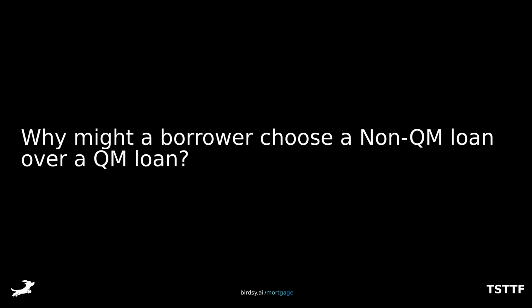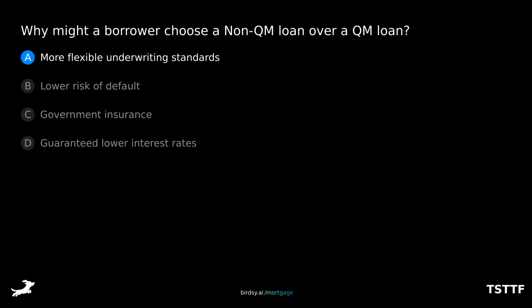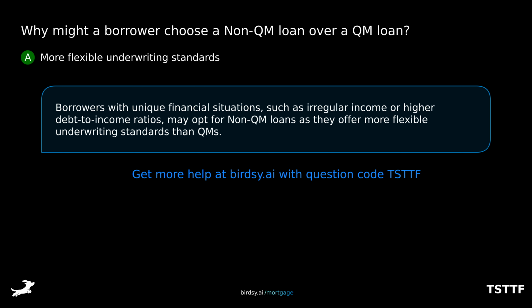Why might a borrower choose a non-QM loan over a QM loan? Is it A, more flexible underwriting standards? B, lower risk of default? C, government insurance? Or D, guaranteed lower interest rates? The answer is A, more flexible underwriting standards. Borrowers with unique financial situations such as irregular income or higher debt-to-income ratios may opt for non-QM loans as they offer more flexible underwriting standards than QMs.